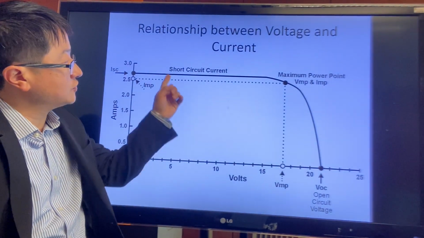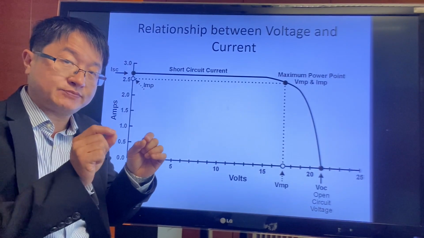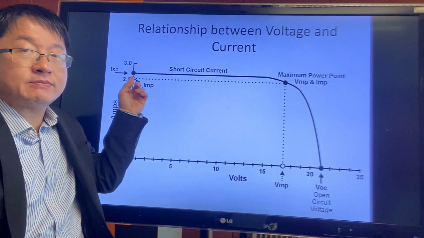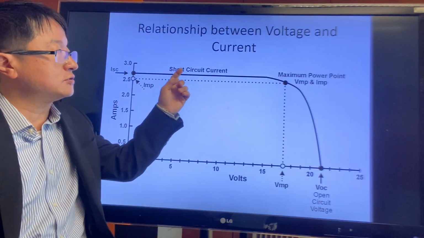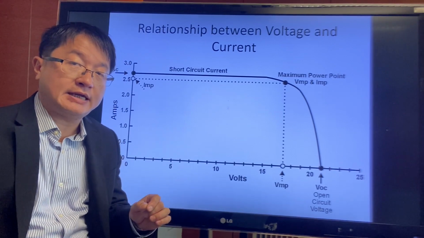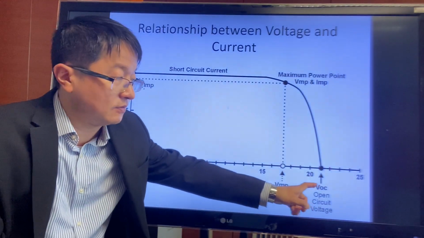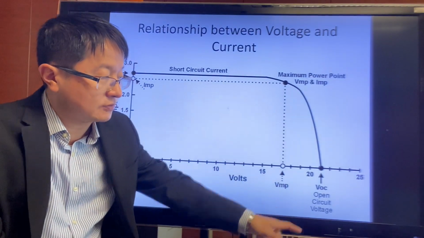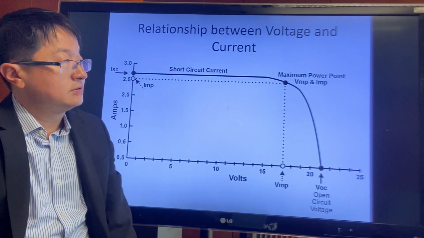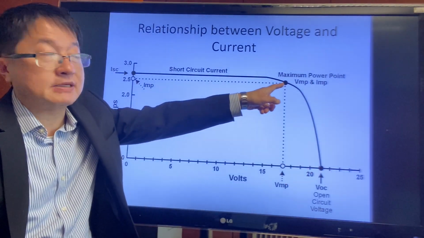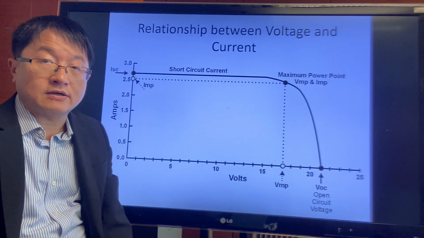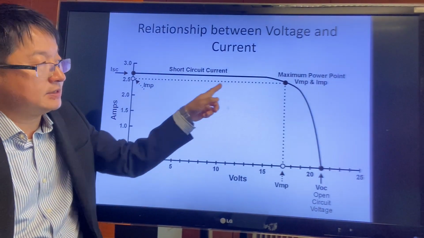So there is a short circuit current when you short the circuit between the two terminals of the solar panel, and it will give out a maximum current output, which is the short circuit current. And when we open the circuit, we do not connect any component to this solar panel. This is what we call the open circuit voltage. So it will float at a certain voltage. And this point is called the maximum power point, where the product of voltage and current is the maximum.